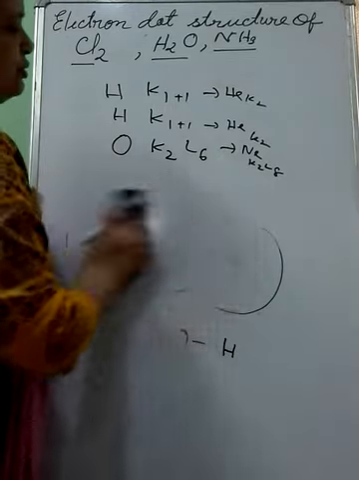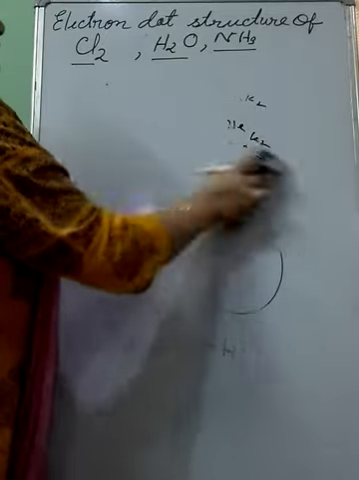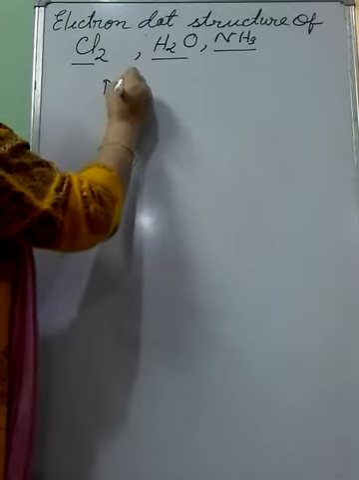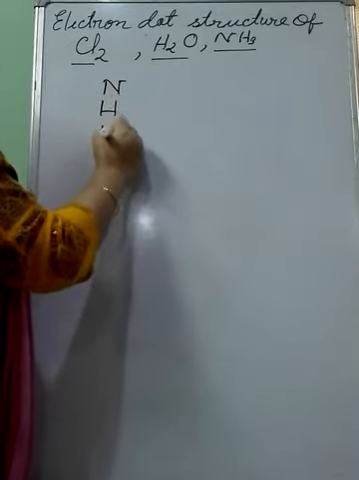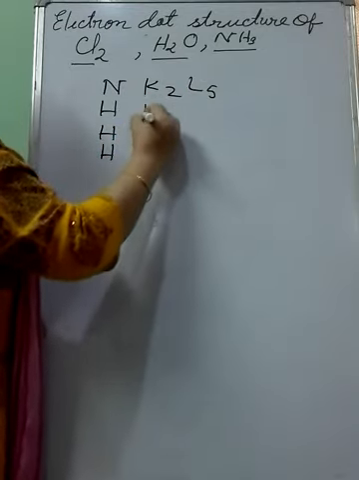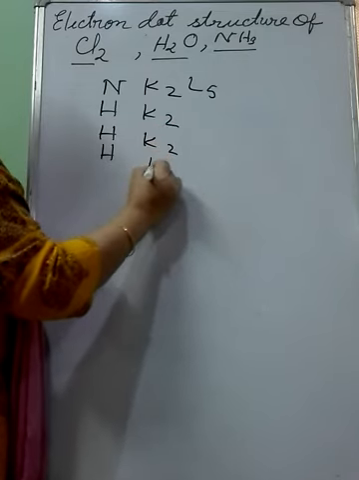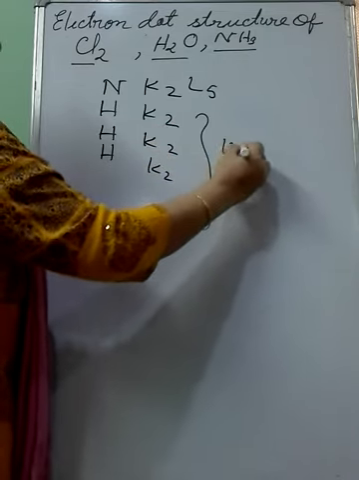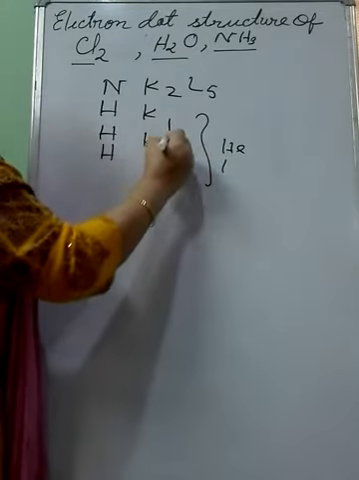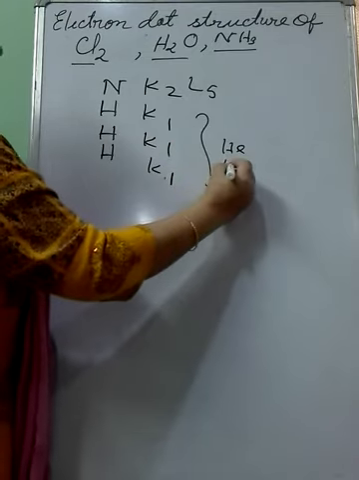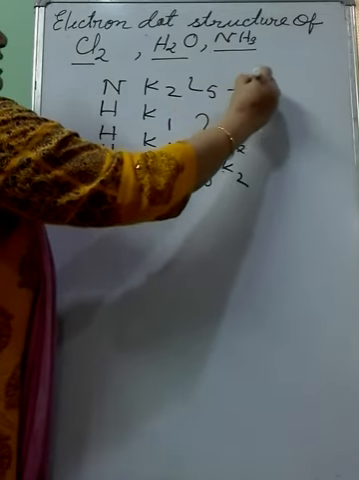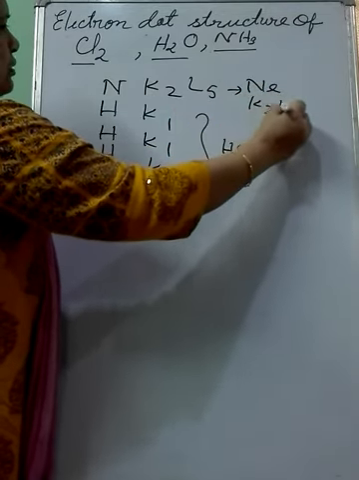Now let me show you ammonia. You know ammonia is a gas. The ammonia molecule is formed by 1 nitrogen and 3 hydrogen. Nitrogen configuration K2L5. Hydrogen configuration, sorry, not K2, it is K1. Hydrogen configuration K1, but it requires helium configuration K2, the nearest inert gas. And nitrogen requires the neon configuration K2L8.